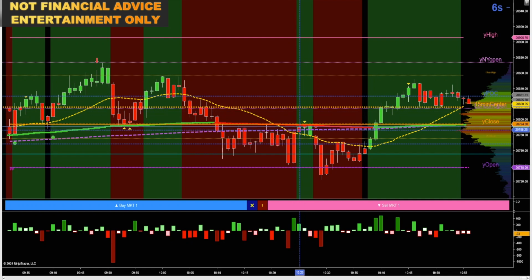Background's turning green, but we have red Heiken Ashi candles. Price never breaks above VWAP or yesterday's close, so there would be no long there for me. We're actually getting delta divergence up at this major key level area. We get a bounce down.